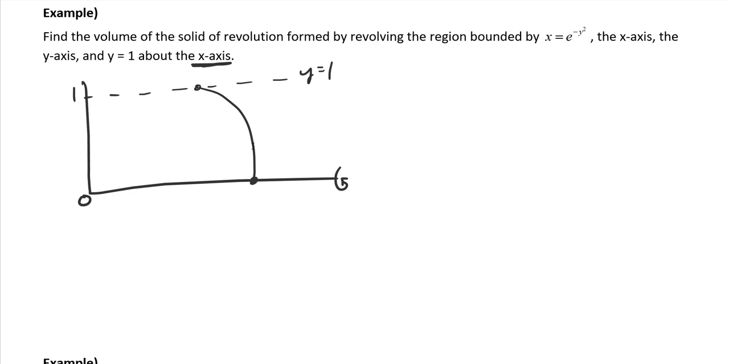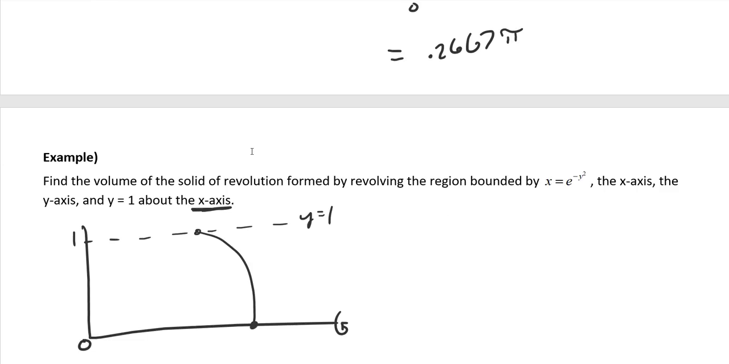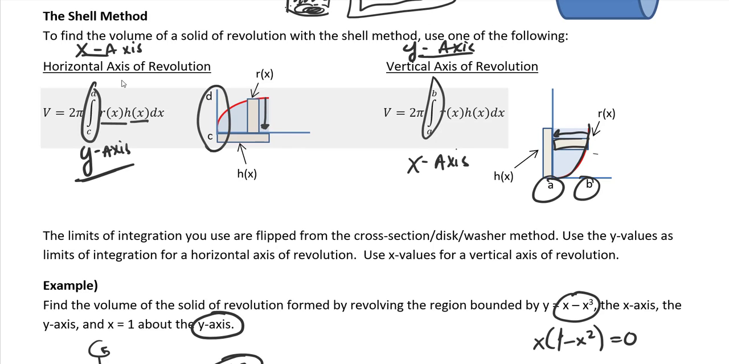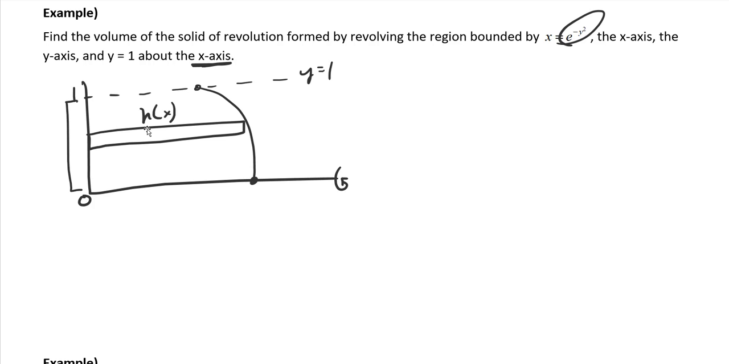So the height of the function, okay, is going to be, because we're on the horizontal axis, or the x-axis here, the h of x is going to go from right to left, and then the r of x is going to go top to bottom. So h of x is the height. So from here to here, well, that's just the function, which is e to the negative y squared piece. And then our radius is going to go here from top to bottom.